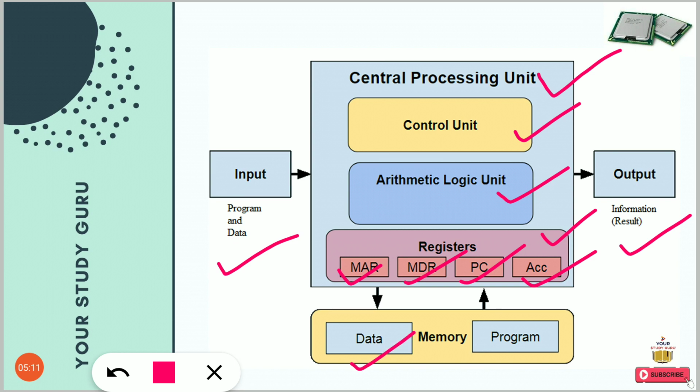Now, if you give the input, it is taken as data and stored in the memory, and after that it can be programmed, and then it will be transferred to the output. Now, what is the output? This is called information or the result.